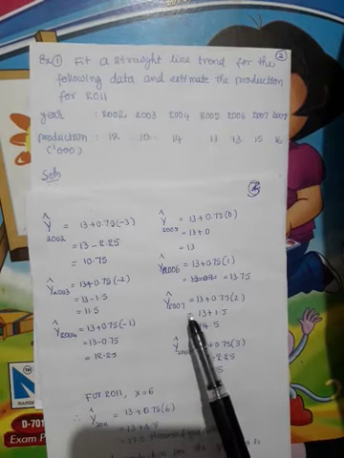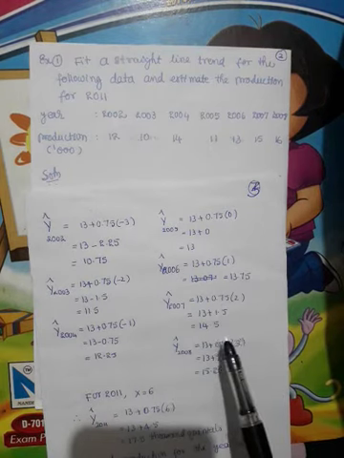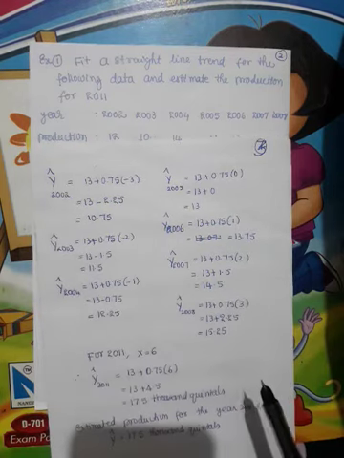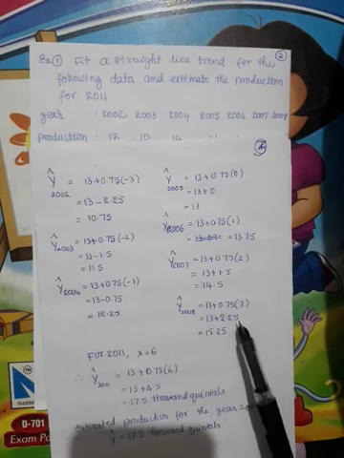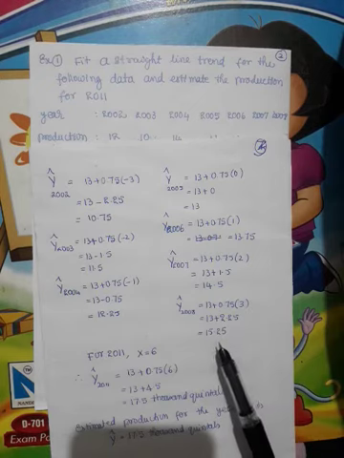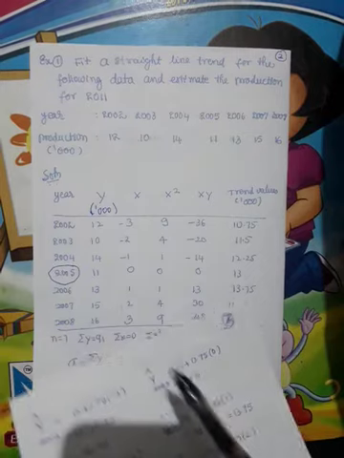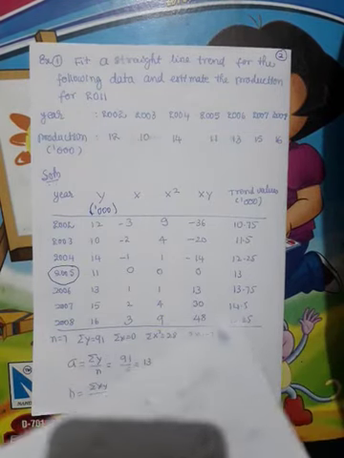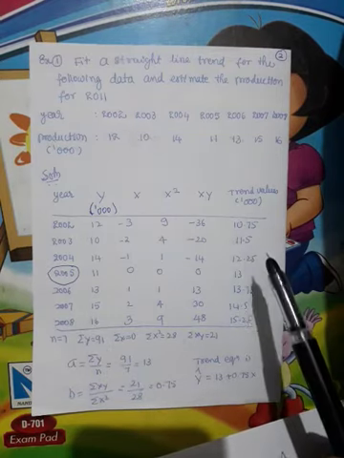ŷ2007 is equal to 13 plus 0.75 into 2, that is equal to 13 plus 1.5, that is equal to 14.5. For ŷ2008 is equal to 13 plus 0.75 into 3, that is equal to 13 plus 2.25, that is equal to 15.25. So for 2002 to 2008, these are the original values and these are the estimated values.